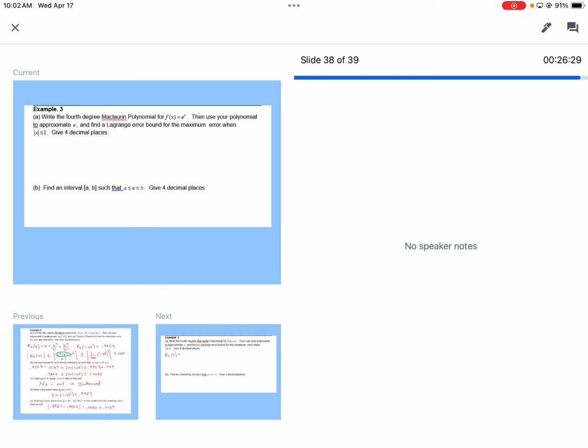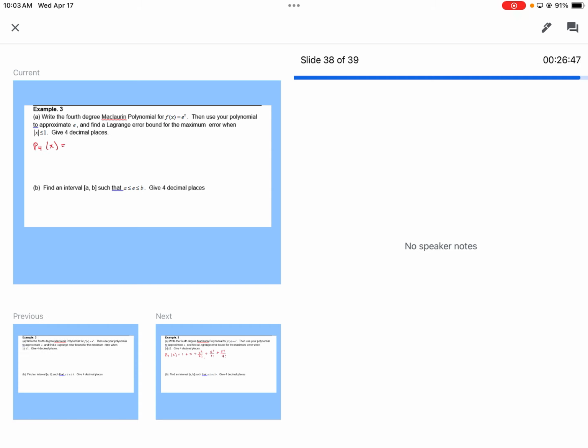Ours says Taylor on our notes. It should say Maclaurin on that one, because Taylor would have to tell you what it's centered on, and that one doesn't say it. All right, so we write p sub 4 of x. Now, quick question. It says 4th degree, so we go out to the 4th degree. All right, we go to that.